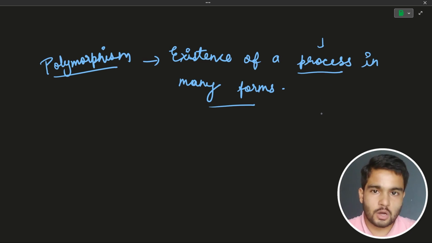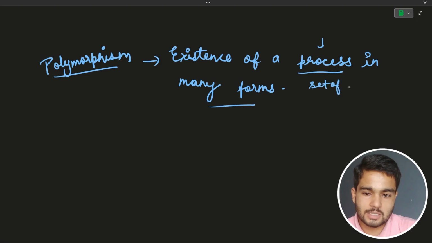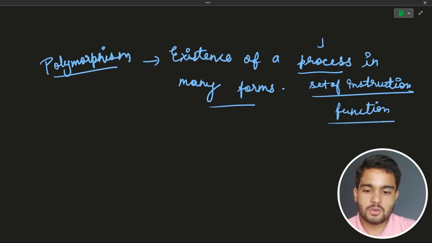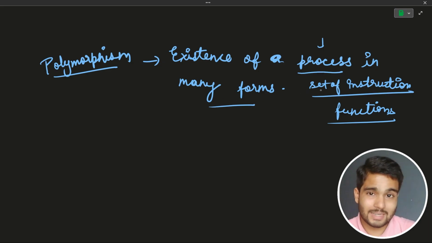Process means something is going on, or a thing or work is going on. If work is going on, you have given some set of instructions. So process means set of instructions. And in context to programming, a set of instructions is a function. I hope this is clear now. Existence of functions in many forms. Existence of a function or functions in many forms, in different forms.